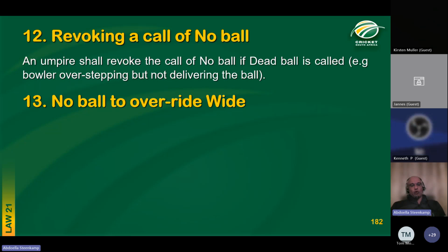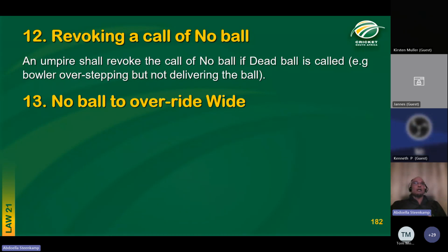If there is a no ball and a wide off the same delivery, let's say the bowler bowls a front foot no ball, no part of the front foot behind the back edge of the popping crease, but the bowler also bowled the ball so wide that you need to call wide. The law tells us that no ball overrides the call of wide at any time.